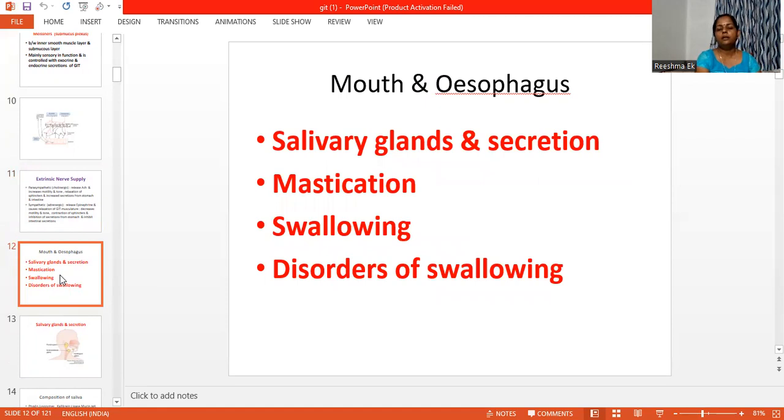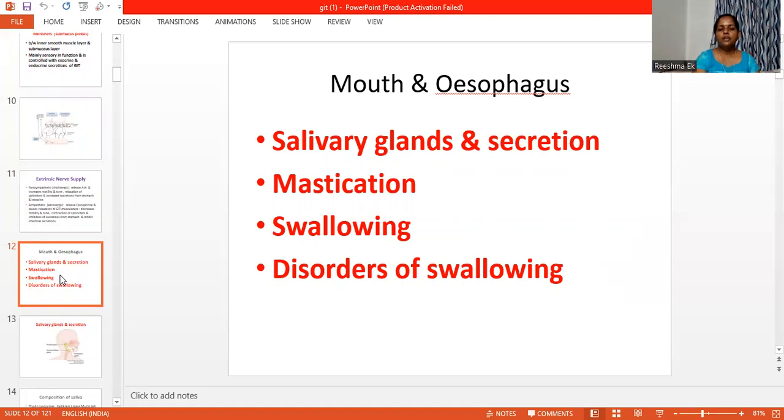Then about the parts of the gastrointestinal tract. The gastrointestinal tract begins from the mouth. Then the second part of the gastrointestinal tract is the esophagus. The mouth contains the digestive glands, called salivary glands, and they secrete the digestive juice known as saliva.